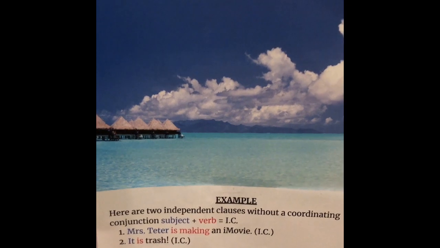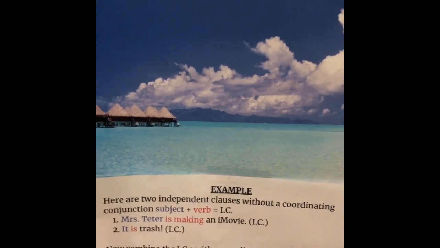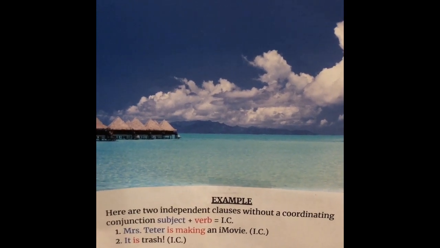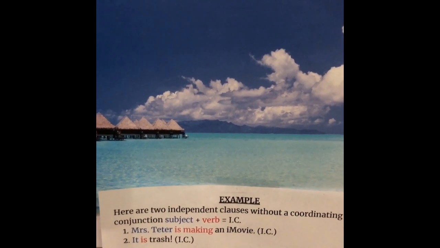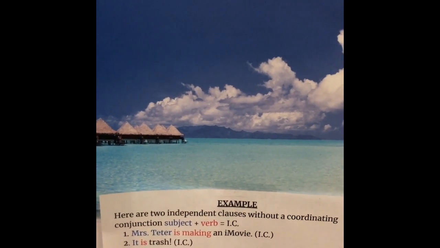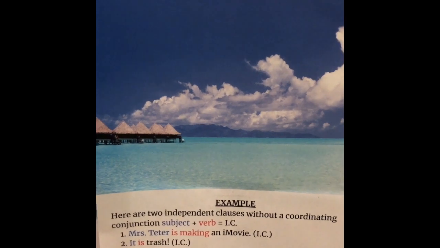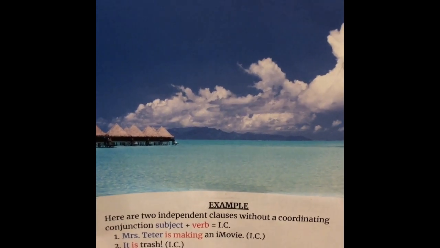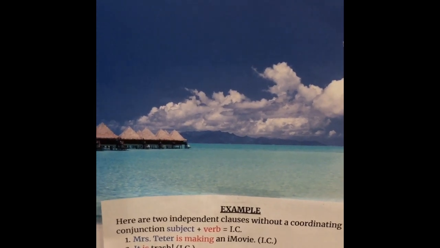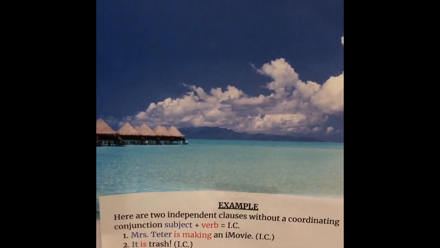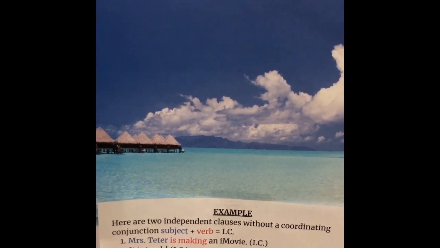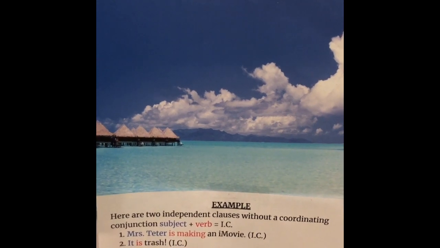Number one, Mrs. Teter is making an iMovie. So that is an independent clause. It is a sentence that can stand by itself because it has a subject and a verb. The subject is Mrs. Teter, is making is a verb. Therefore, you have a complete sentence. Let's look at number two. It is trash. It kind of is. It's okay. It is the subject, is the verb, and therefore we do have a complete sentence. That is an independent clause.